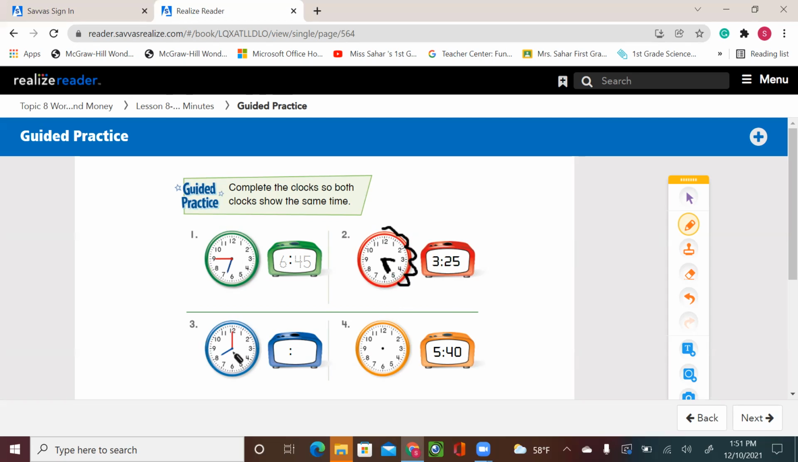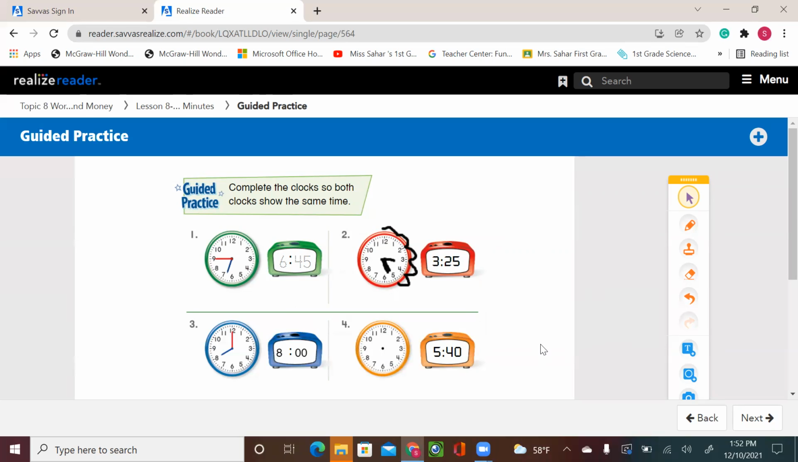I see that the hour hand is on 8 and the minute hand on 12. That means it's exactly 8 o'clock and no minutes. So let's write 8. So now it's 8 o'clock, no minutes. All right, let's go for number 4.